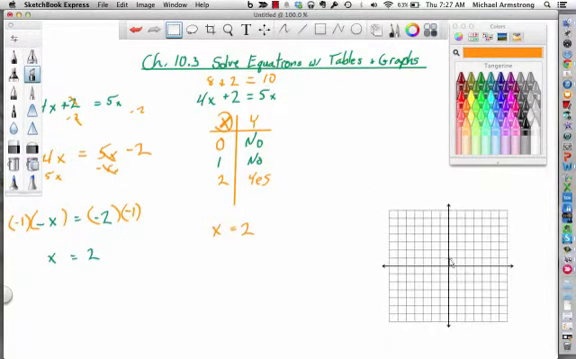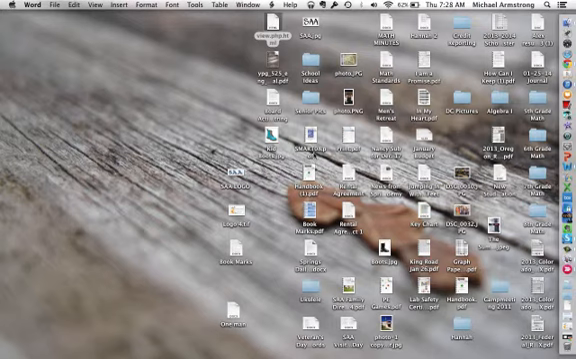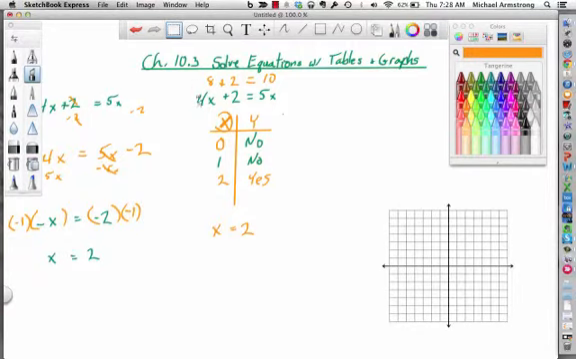And a graph tells us where the line, or where it's true and where it crosses. So, okay, we're going to take the two sides of our equations, and they're equal to each other.